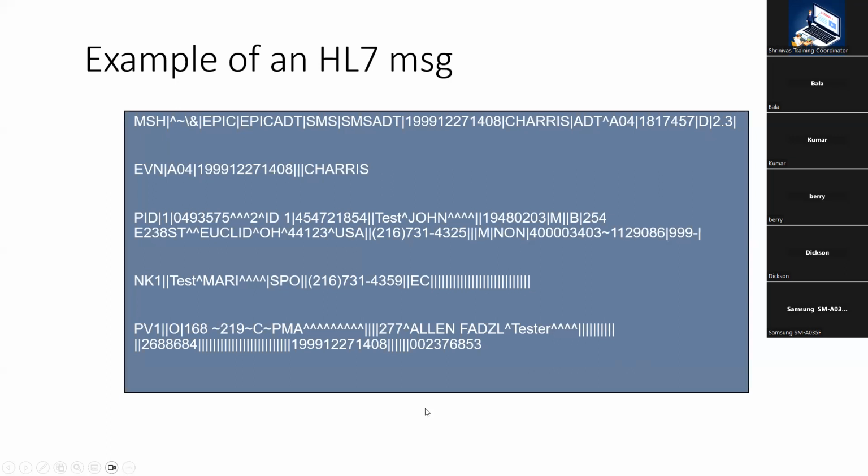Okay. Did you guys lose the screen share? Yes. Yes. One second. Can you see it now?